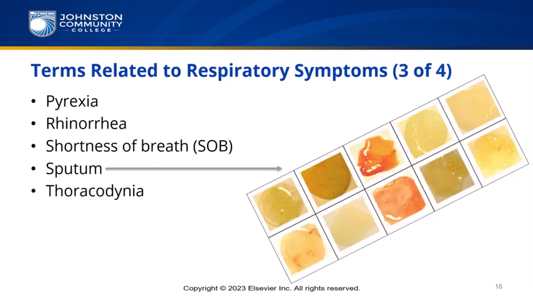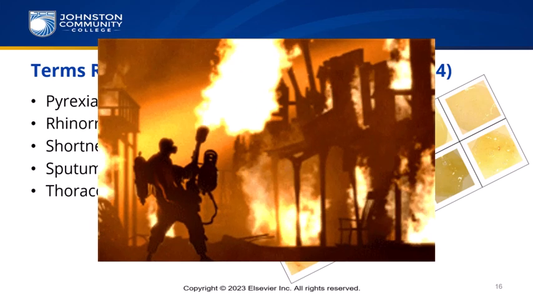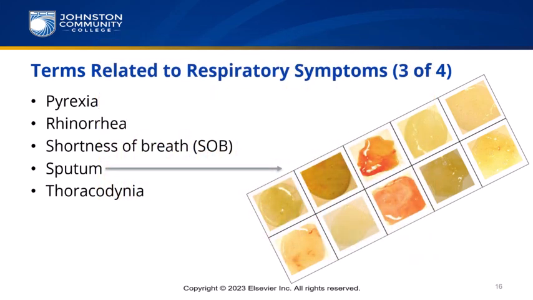Let's look at some more terms related to the respiratory system. So first we have pyrexia, which is the medical term for fever. Many of you may have heard of the combining form pyro before. Pyro means fire. Then we have rhinorrhea. Rhea is our suffix for discharge or flow, and this is a discharge from the nose. What's the common name for rhinorrhea? It's a runny nose. Shortness of breath is a term for breathlessness or air hunger.